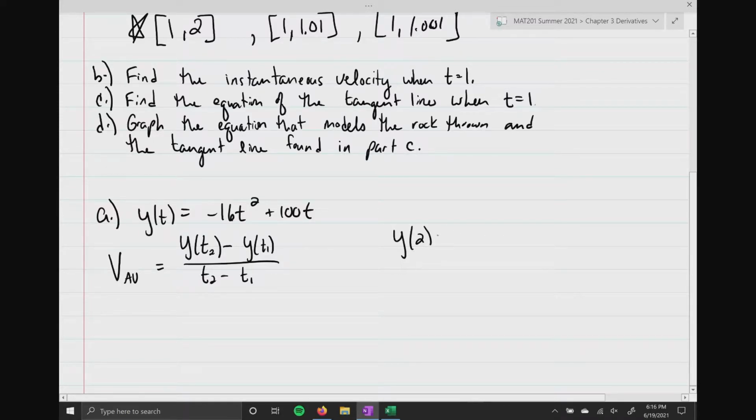y of 2 is going to equal negative 16 times 2 to the second power plus 100 times 2.